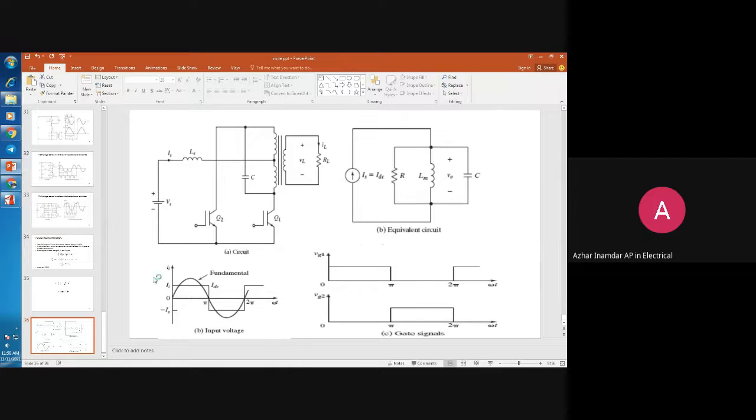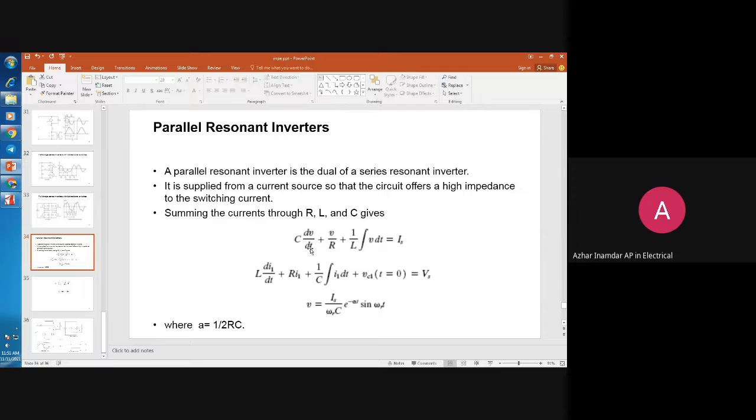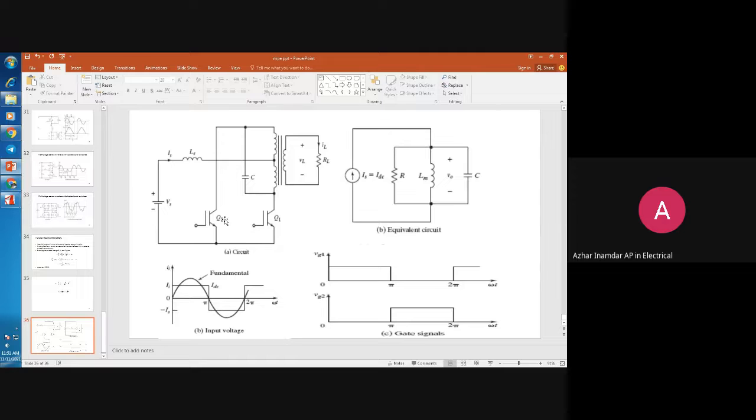You can see here the equivalent circuit. So this will be C dV by dt plus V by R plus the current in the inductor and the source current. Now this equation looks similar to the equation we have already seen for the series inverter.